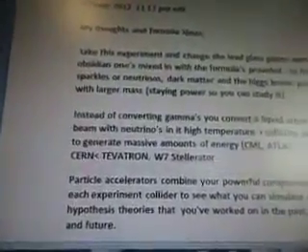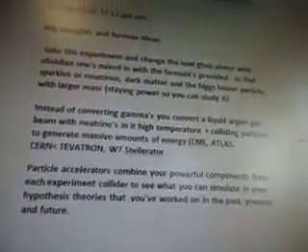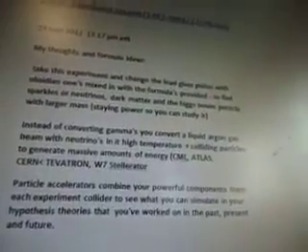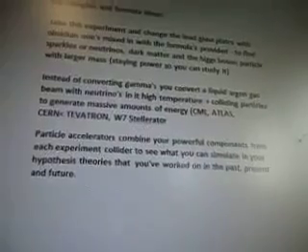September. My thoughts and formula ideas. Okay, so we're going to take this experiment and change the lead glass plates with obsidian ones, mixed in with the formulas provided, to find sparkles or neutrinos, dark matter, and the Higgs boson particle with larger mass, staying power so you can study it. Instead of converting gammas, you convert a liquid argon gas beam with neutrinos in it at high temperatures, plus colliding the particles to generate massive amounts of energy.